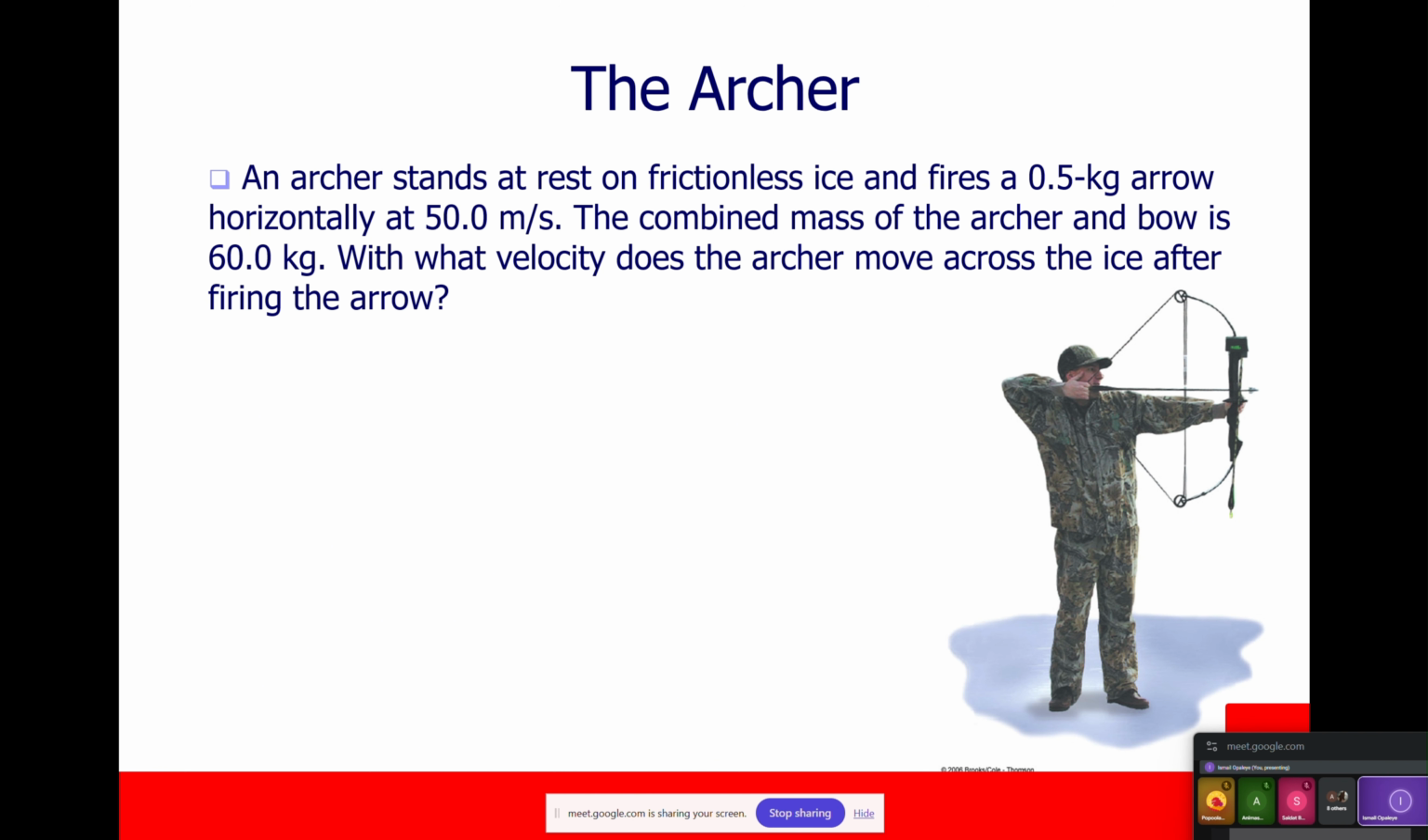So let's look at this very beautiful question. You have an archer standing at rest on frictionless ice who fires a 0.5 kilogram arrow horizontally at 50 meters per second. The combined mass of the archer and the bow, this whole thing here, is 60 kilograms. With what velocity does the archer move across the ice after firing the arrow? Is that not a very beautiful question?